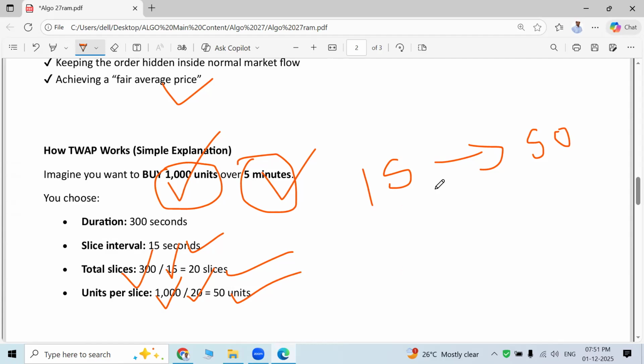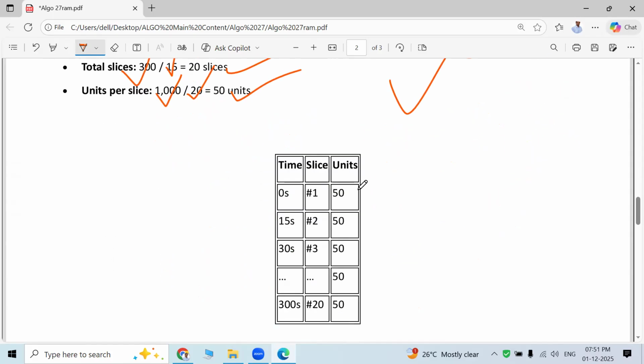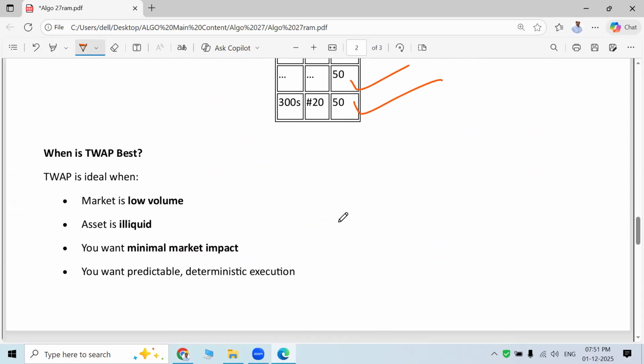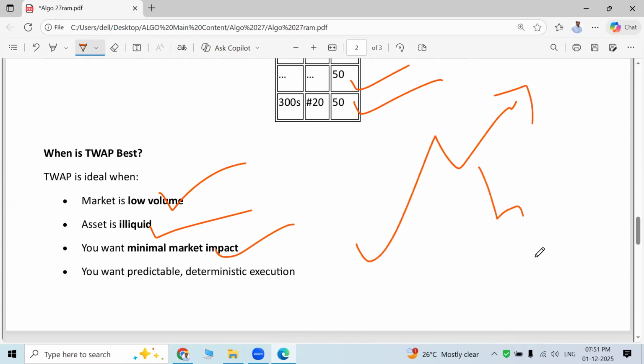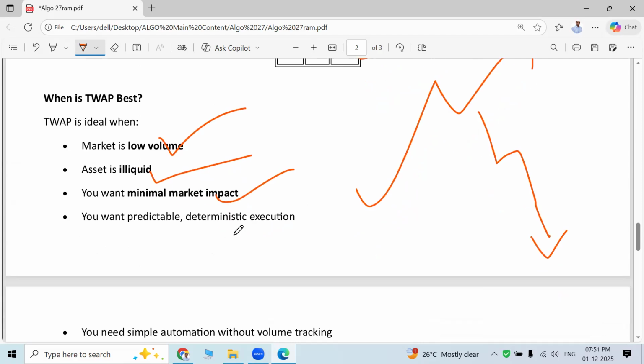If I buy 1000 units at the same time, there will be a chance that the price may go up fast, and it might be detected by other people. So we buy 50 units at each time interval, and nobody is able to understand that. It works best with low volume. If the asset is not properly liquid, then we can use TWAP. It has a minimum market price impact, so the price will not go up or down fast.